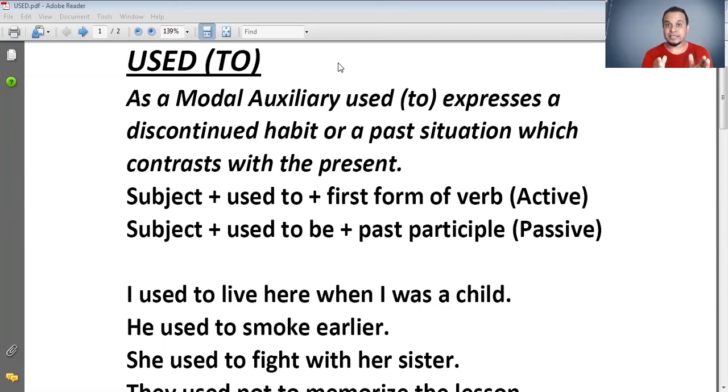So this is the meaning of used to as a modal verb. We will have a look at the rules. We will learn the rule of active voice and passive voice as well. Subject plus used to plus first form of the verb: active voice. I used to go to school at 6 o'clock in the morning.